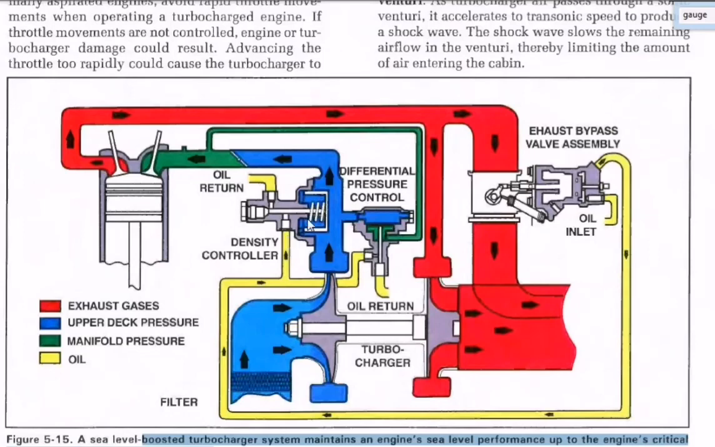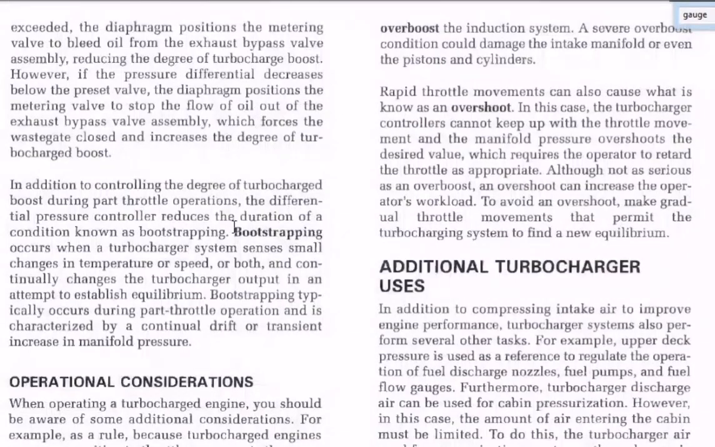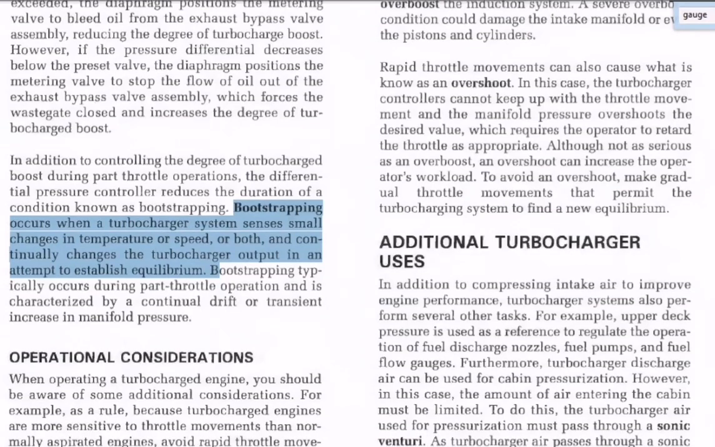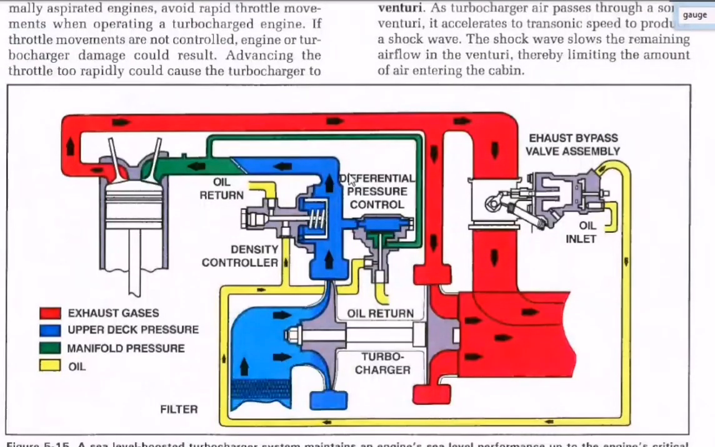That is called bootstrapping. Bootstrapping occurs when the turbocharger system senses small changes in temperature or speed of both and continually changes the turbocharger output in an attempt to establish equilibrium. It means the pressure will rise high, then drop suddenly, up and down, up and down, if there is no differential pressure control.